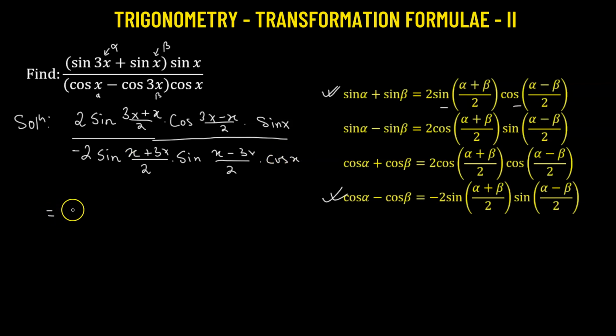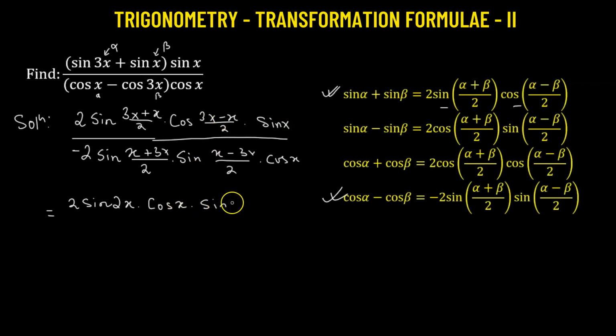Fine. Let's further simplify. So we get 2 times sine of angle 3x plus x. So that's going to be 4x. 4x divided by 2 will be 2x. Multiplied by cosine of 3x minus x. So that's 2x. 2x over 2 is simply going to be x.